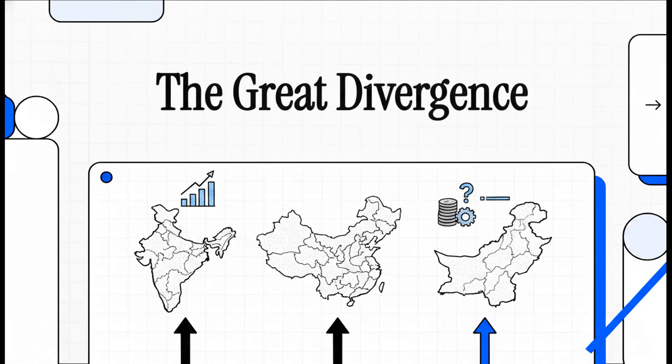Welcome to this explainer. Whether it's the smartphone in your pocket, the clothes you're wearing, or even the software running your workplace, your daily life is literally shaped by the greatest economic mystery of our time, the diverging development paths of India, China, and Pakistan.